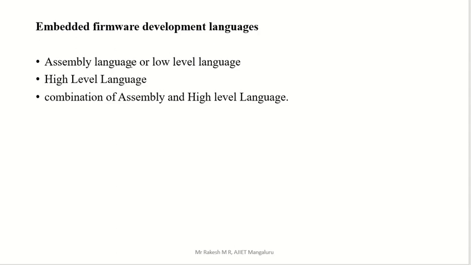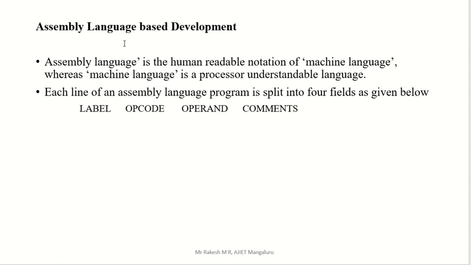First is low level language, and an example of a low level language is assembly level language. We will consider that first. In a lot of microcontrollers we use low level language, because assembly level language has a lot of advantages compared to high level language, and of course some disadvantages also.